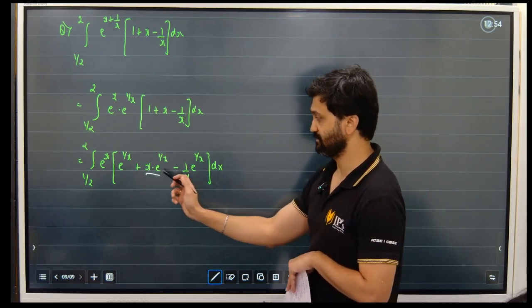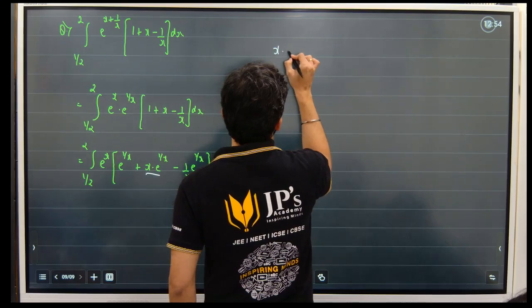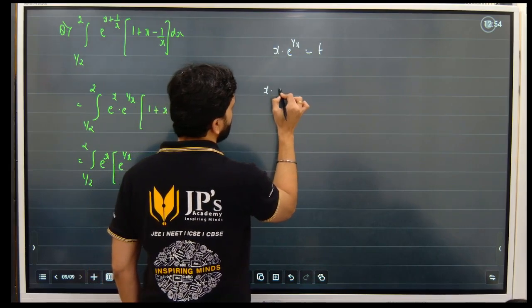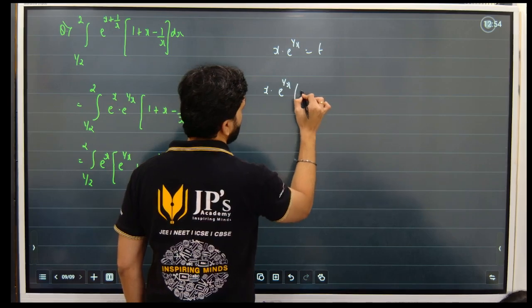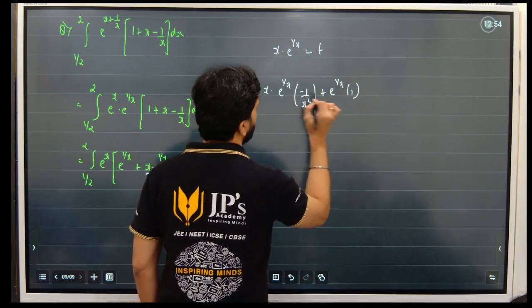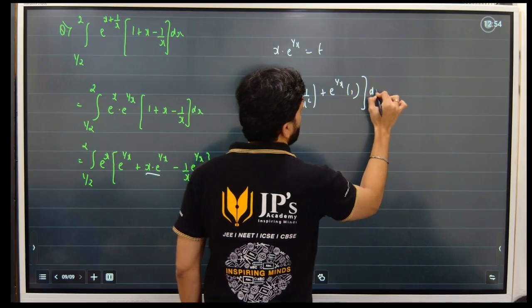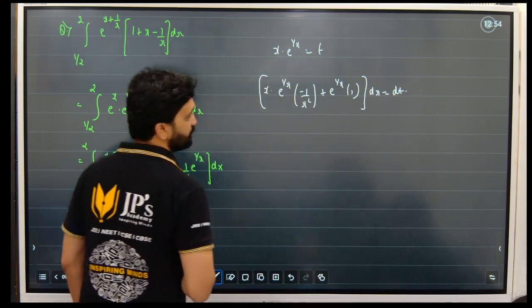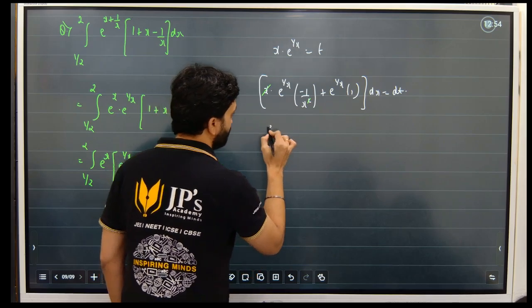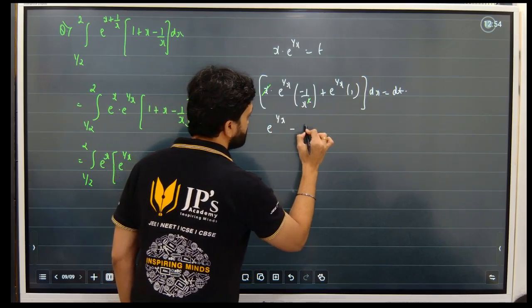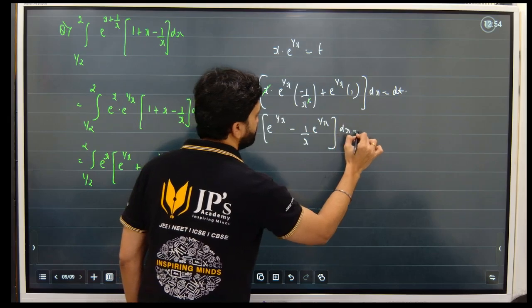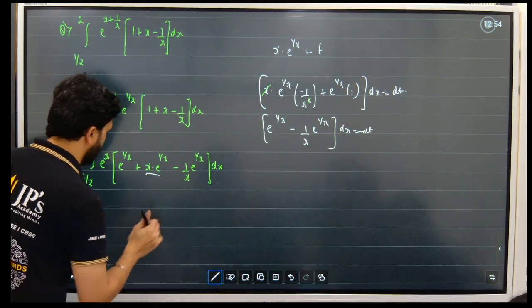If I focus on this, x into e raised to 1 by x, if I take this as t and do u into v, minus 1 by x square plus e raised to 1 by x into 1, then dx is equal to dt, which is nothing but this x and this x cancel out. I am left with e raised to 1 by x minus 1 upon x e raised to 1 by x. Did you guys understand this? So this part is the derivative of this part.